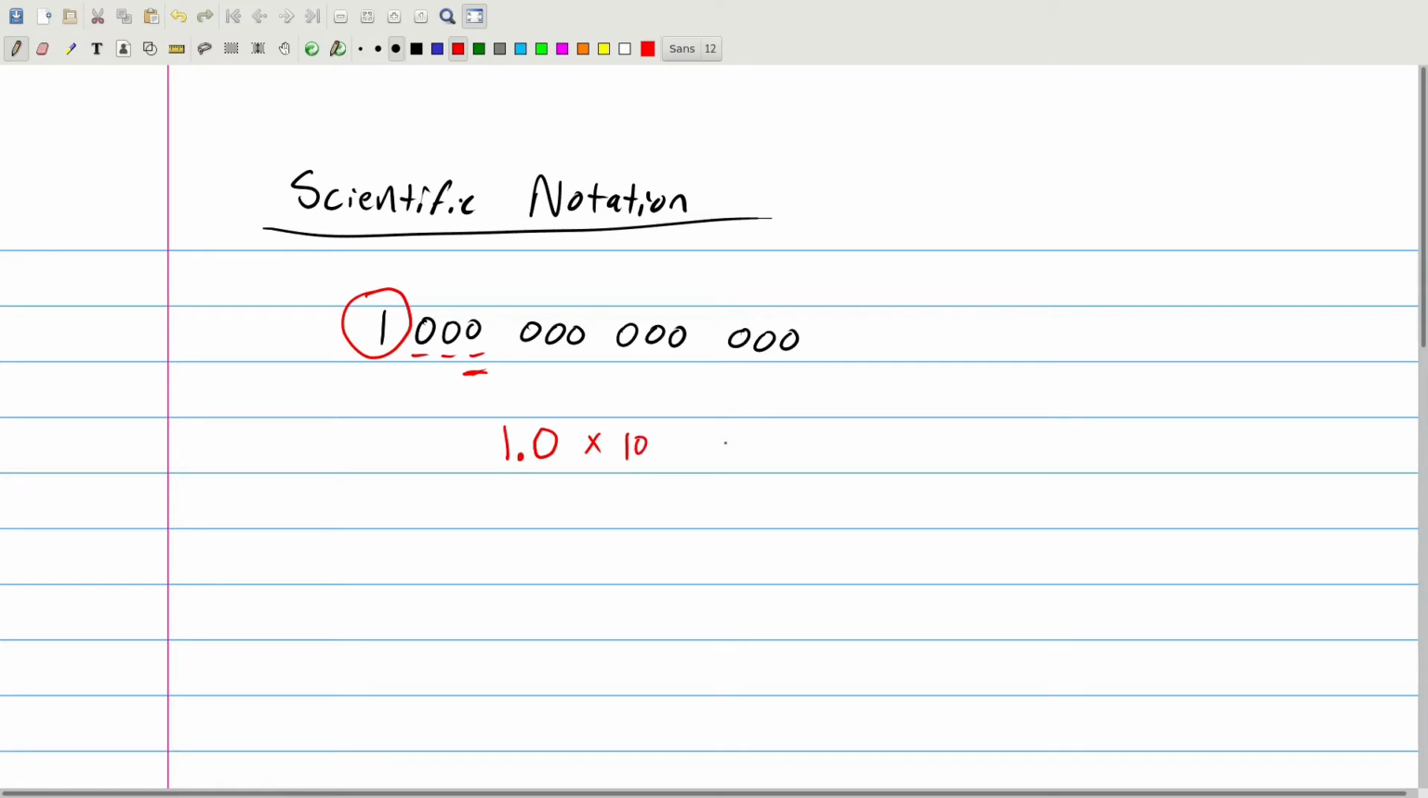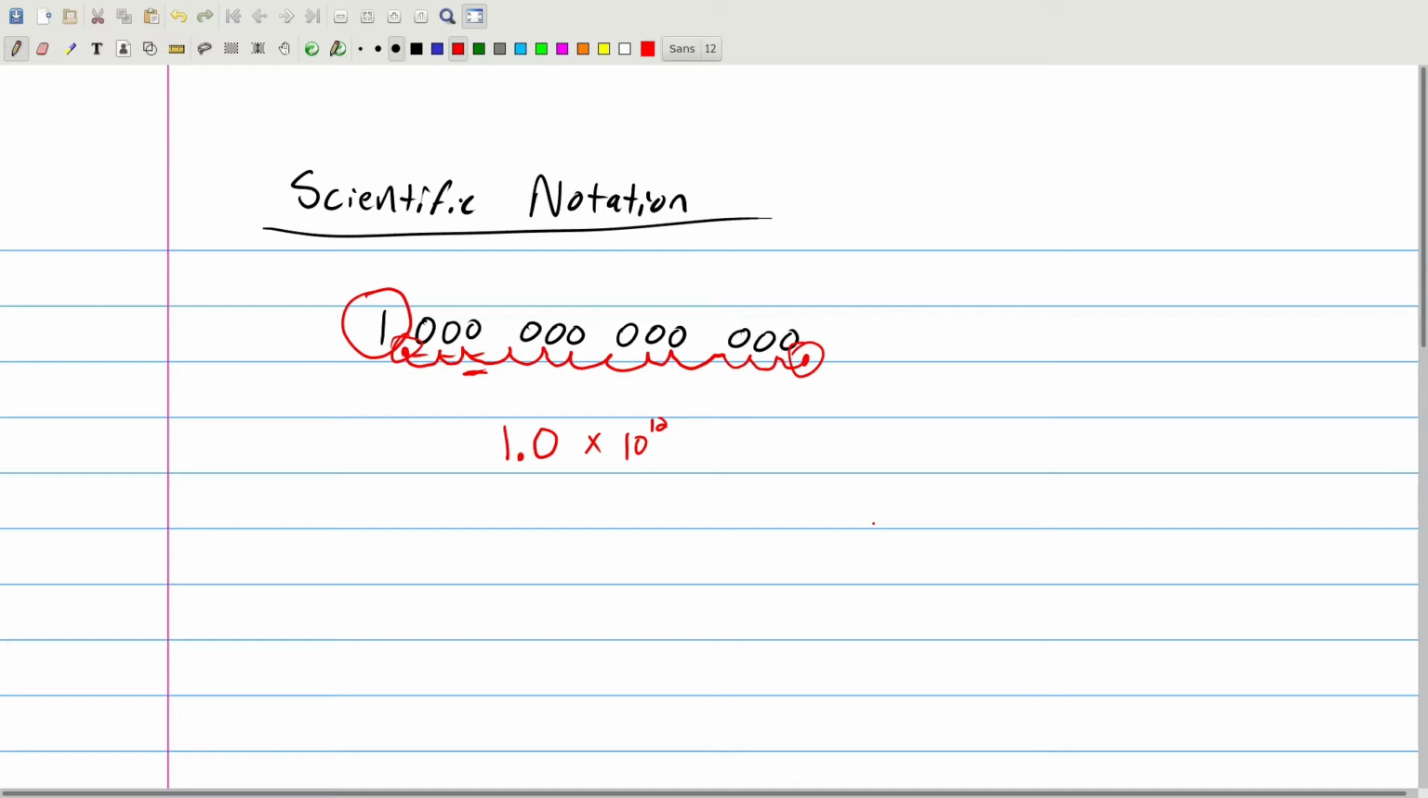And then we think about how many times that decimal has moved from our original number to our new number that we're writing. So remember, if you can't find the decimal, it's right here at the end. So if it starts here, it has moved 1, 2, 3, 4, 5, 6, 7, 8, 9, 10, 11, and it ends up right here in our new number, so it has moved 12 times. So this number would be read 1.0 times 10 to the 12.